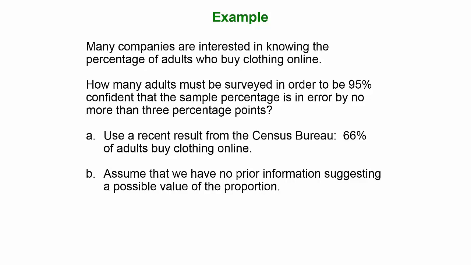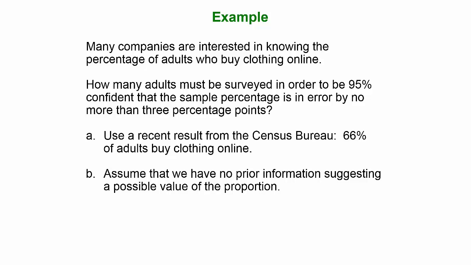Many companies are interested in knowing the percentage of adults who buy clothing online. So how many adults must be surveyed in order to be 95% confident that the sample percentage is in error by no more than 3 percentage points? So we're studying two formulas in this lesson.